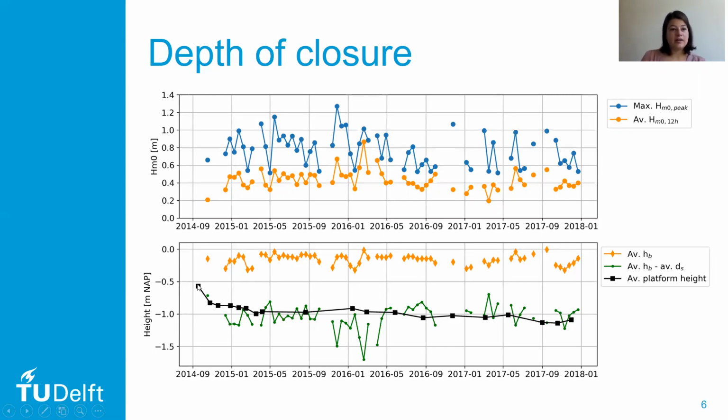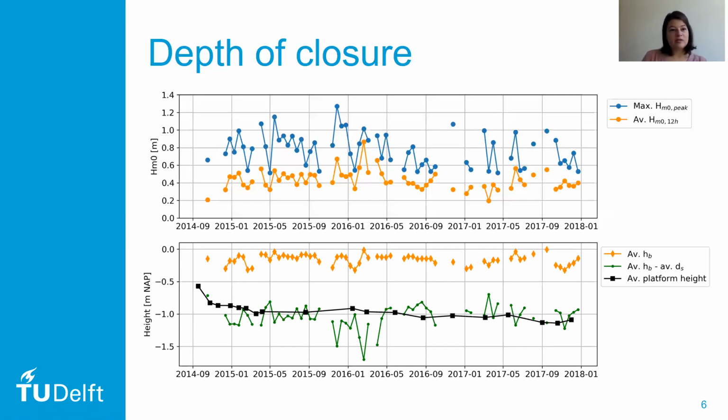You see it starts a bit higher up here because that's just after construction of the profile, and a platform is not present at that point. Then it relatively quickly goes down and stays around -1 meters NAP. And it coincides very well with this predicted depth of closure. So that would mean that the elevation of the platform is actually at that elevation where wave-induced sediment transport is negligible.